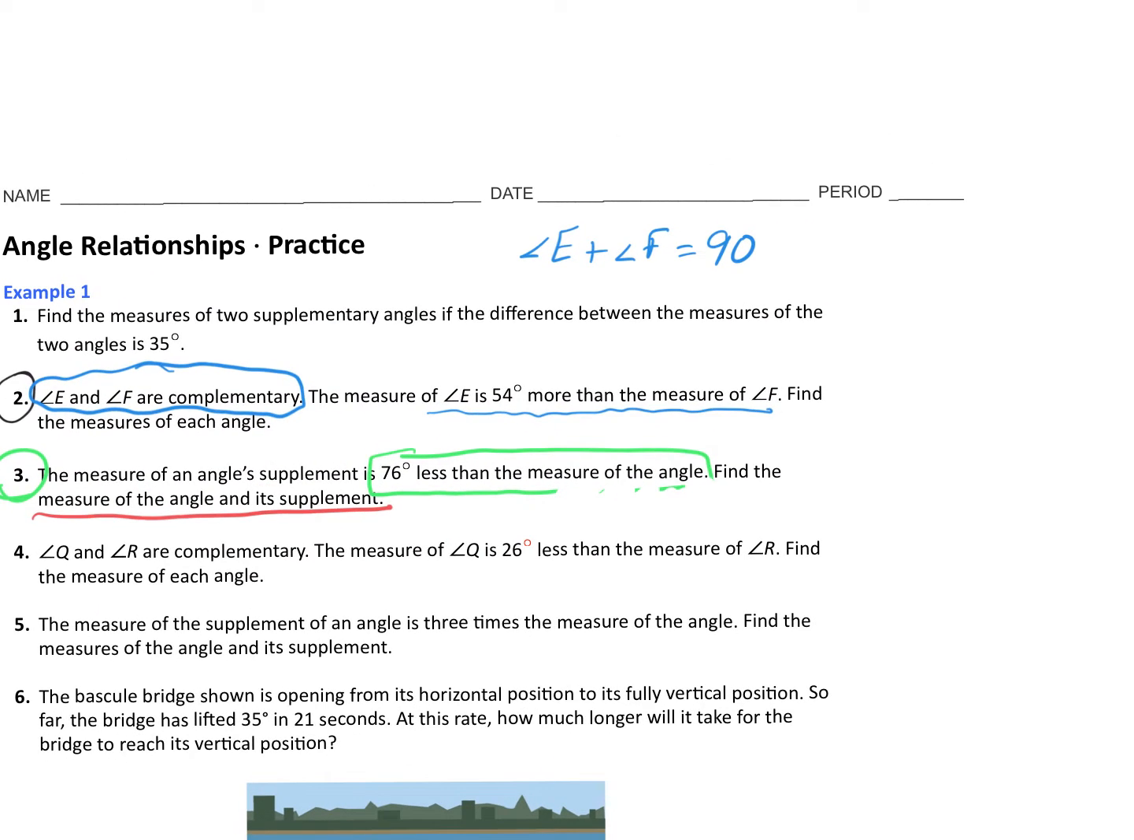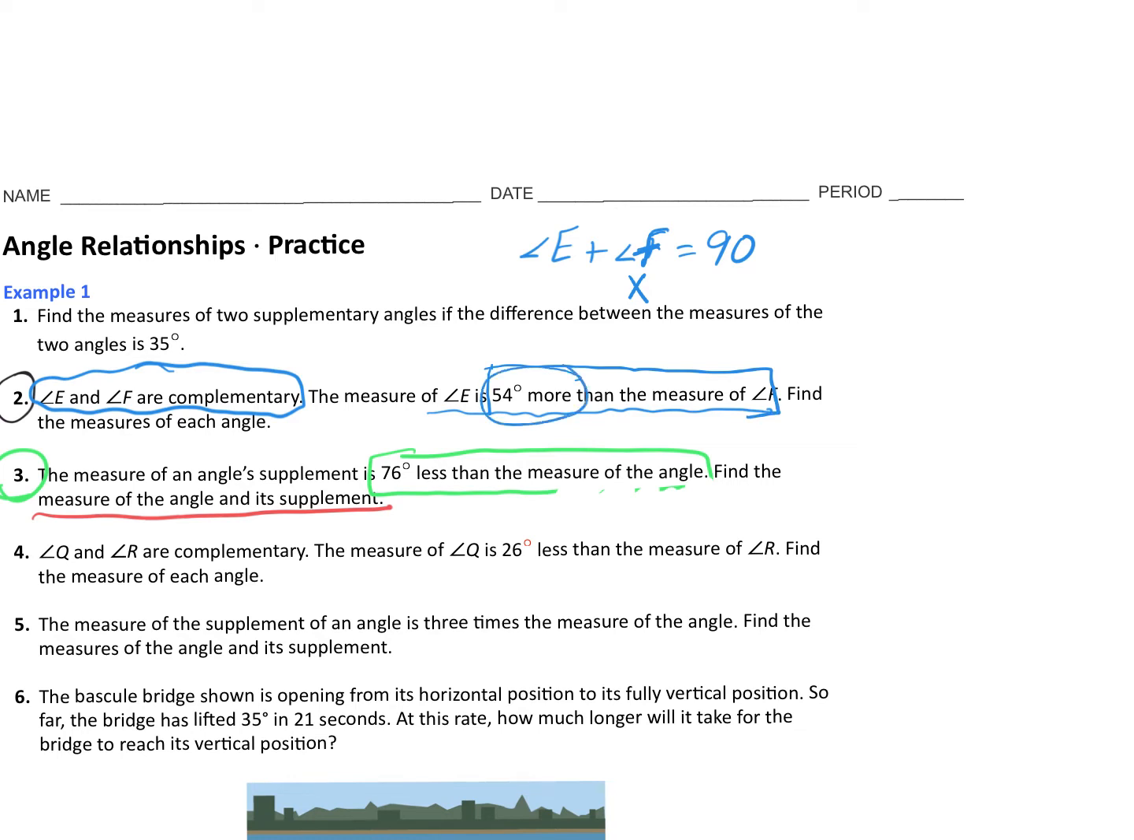Now, we have no idea what the measure of angle F is. So anytime we're in math where we don't know the value of something, we give it a variable. Of course, the most common variable is x. So if I say angle F has a measure of x, I can then write an expression for angle E based on the fact that it's 54 degrees more than angle F.